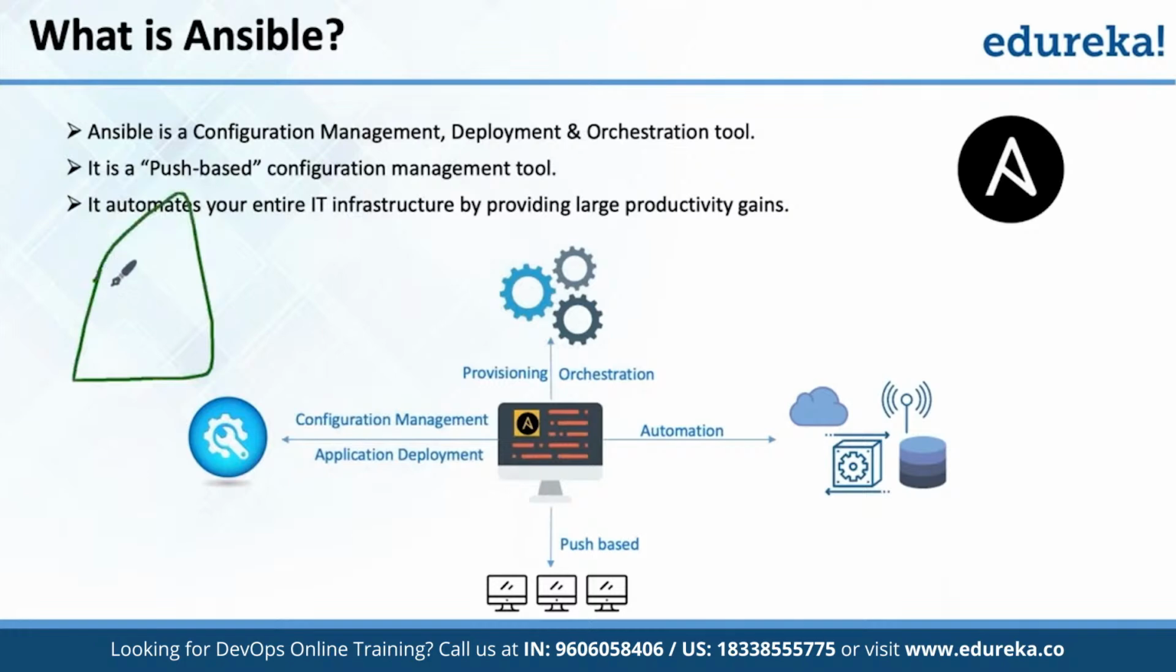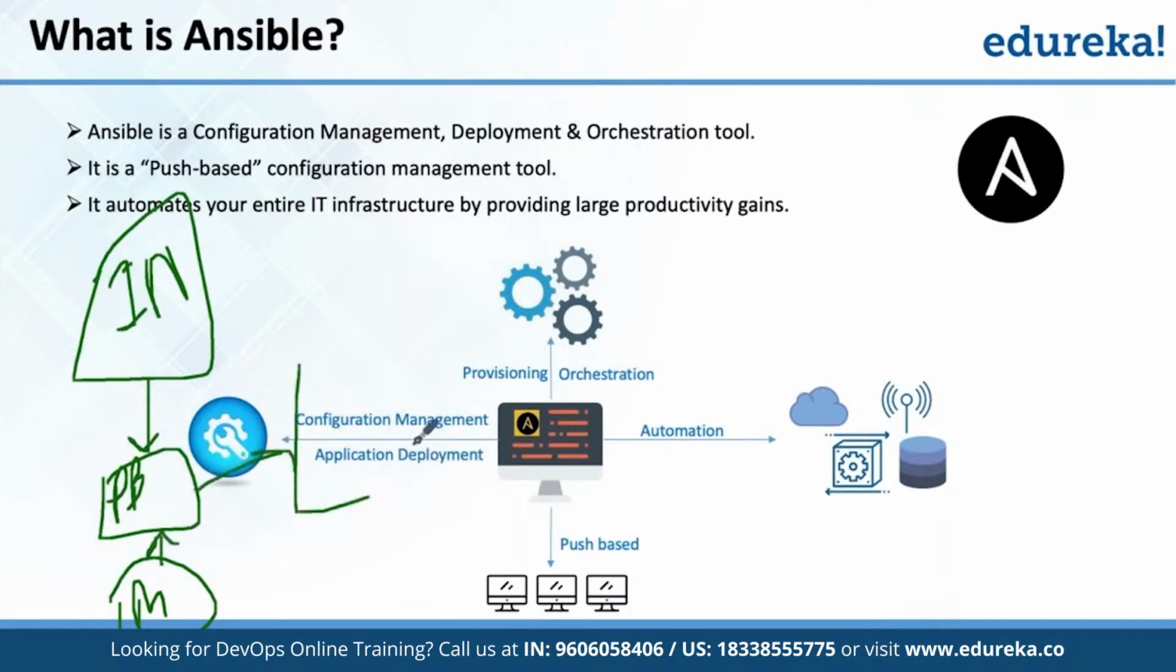So the first component here is inventory, and then we have something called playbooks, and then we have something called modules. These things are connected to something called Ansible config.